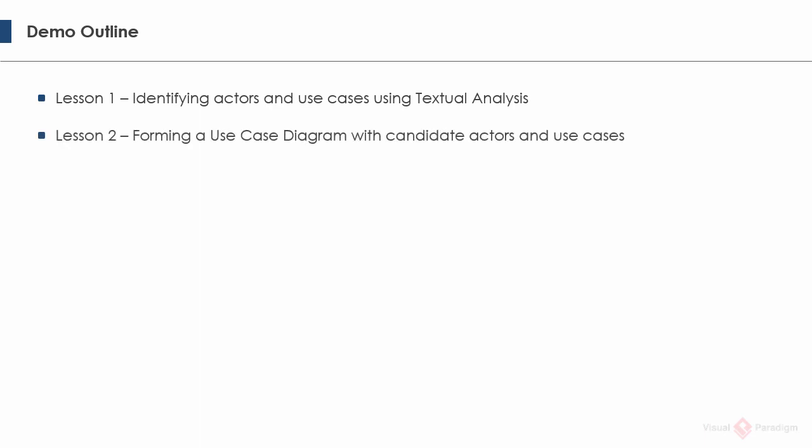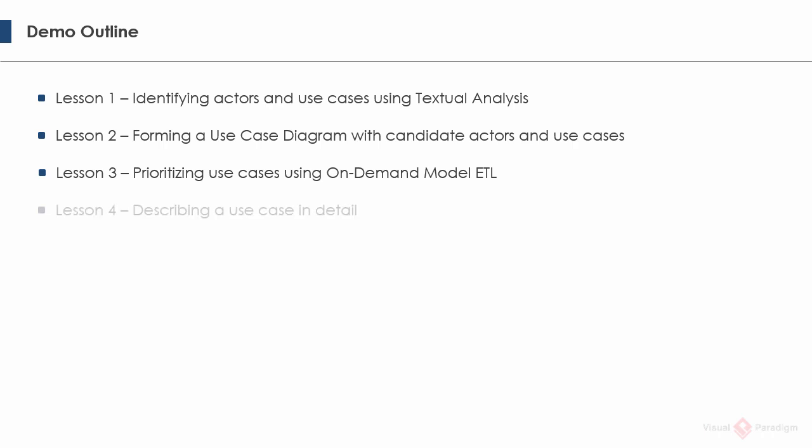In lesson 2, we will form a use case diagram with the actors and use cases identified. The result is an initial use case model. In lesson 2, we've identified a set of use cases. To aim for completing all of them at one time may seem impractical. That's why we need to go through a prioritization process to determine which use cases to do first and which ones come next. In lesson 3, we will prioritize the use cases based on the importance and urgency.